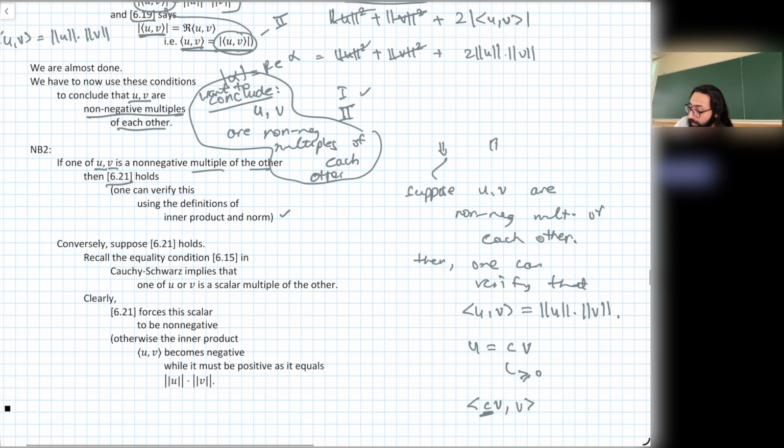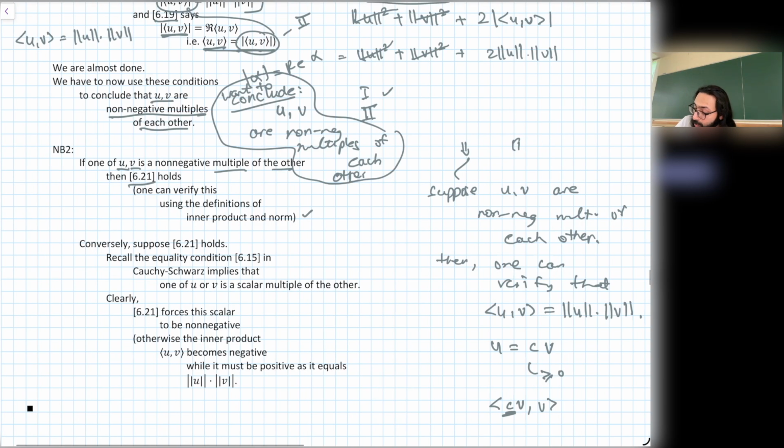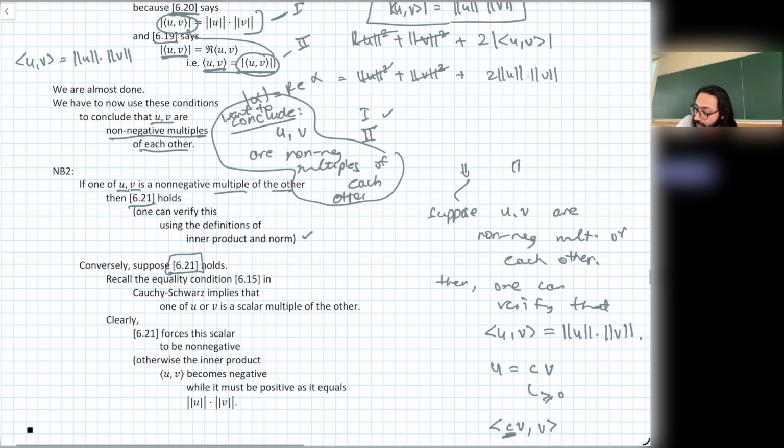Now let's do the other way, right? So suppose that you're given that 6.21 is true. So what was 6.21? You're given that the inner product of U and V is the norm of U times the norm of V. Okay, so suppose you're given this. Now we want to conclude that U and V are non-negative multiples of each other. That's what we do.